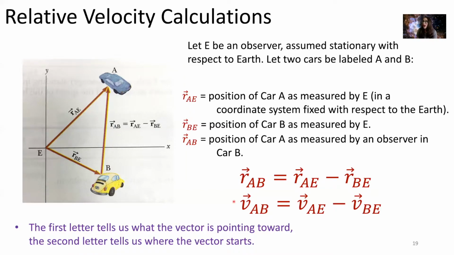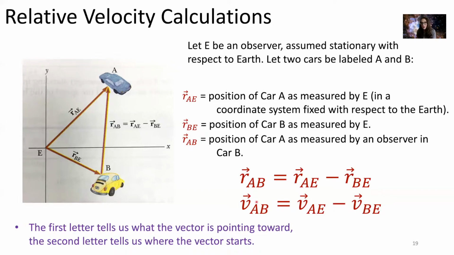And then if we wanted to find the velocity of car A with respect to car B, similar idea. We have to take the velocity of car A with respect to our stationary observer minus the velocity of car B with respect to our stationary observer. Now, if instead I wanted to find the velocity of car B with respect to car A, then we would swap the order of these velocities that you see in this equation right here.